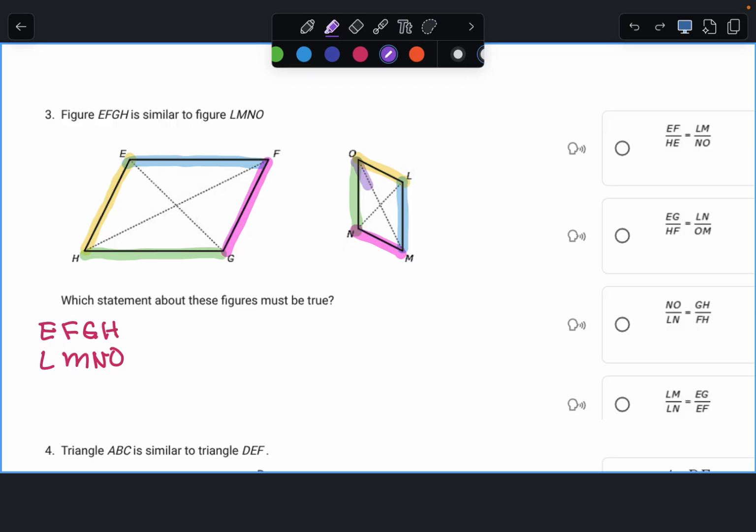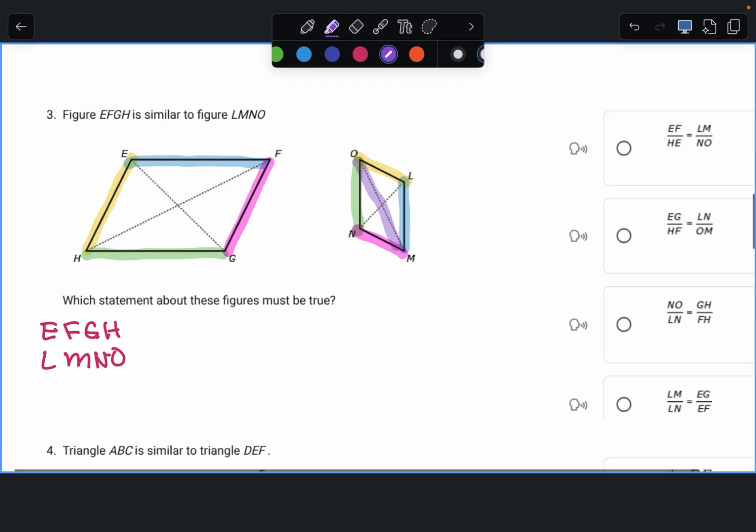So this one goes with this one, and then this one goes with this one. Okay, so I have lots and lots of highlighters here, right? So I'm going to start by highlighting EF. So EF is blue, so I'm going to find all my EFs and highlight those blue. And the corresponding side is LM, so I'm going to highlight all the LMs blue.